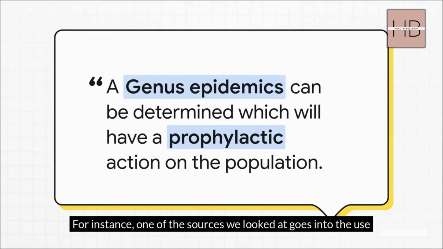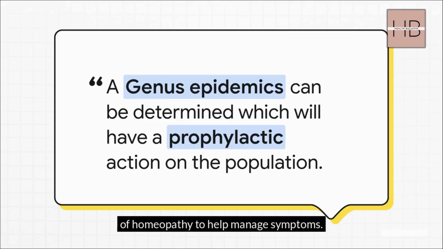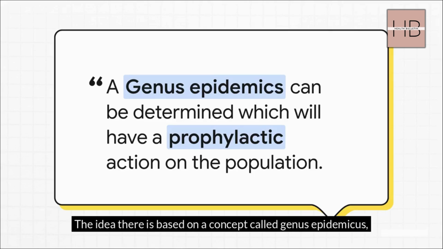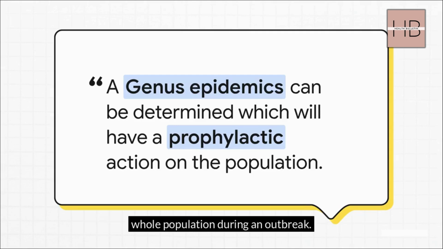It's also interesting to see that other approaches are being looked at. For instance, one of the sources we looked at goes into the use of homeopathy to help manage symptoms. The idea there is based on a concept called genus epidemicus, which is all about finding one specific remedy that could help a whole population during an outbreak.